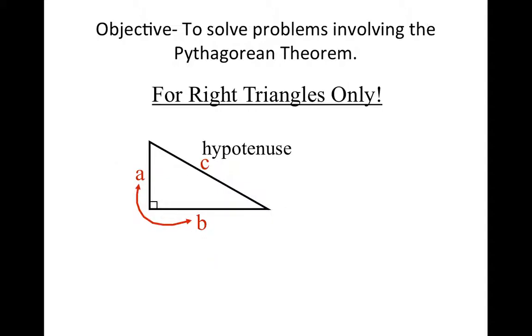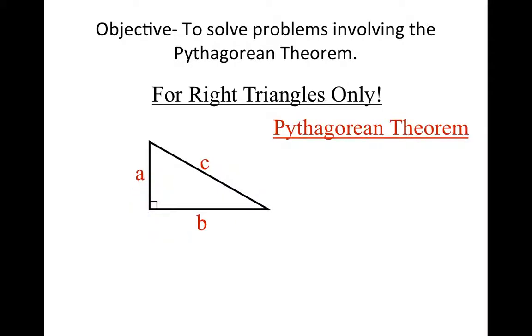And it doesn't matter which one I call A and B. I could flip them around and call this one A and this one B. It doesn't matter. As long as the hypotenuse is C, the other two could be A or B. Now the Pythagorean theorem tells me that A squared plus B squared equals C squared.